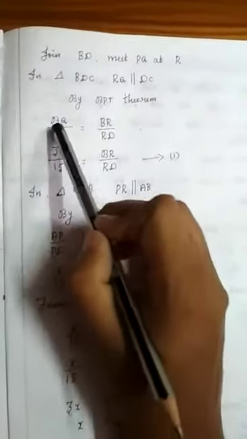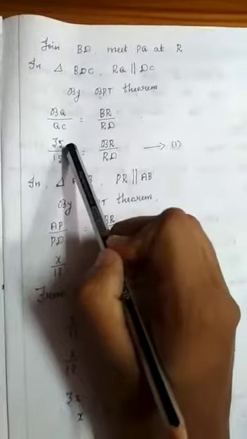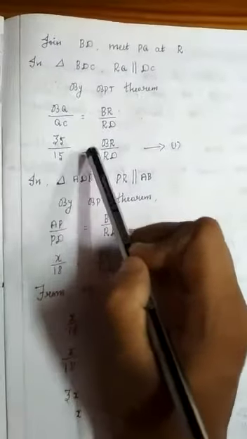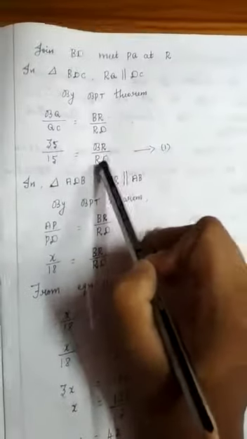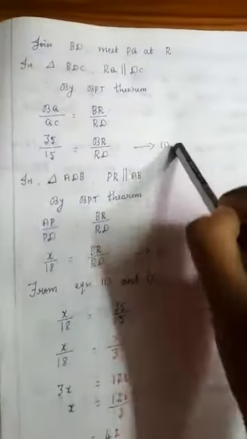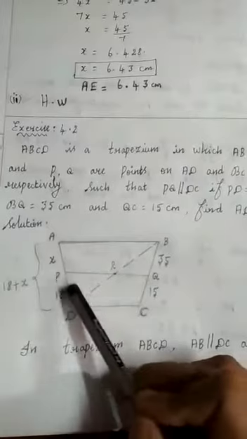Now we know the values for BQ. BQ is equal to 35, and QC is equal to 15. The BR and RD values we don't know, so just write BR divided by RD equal to 35 divided by 15, and consider that as equation 1.